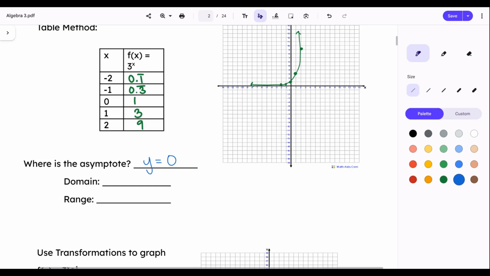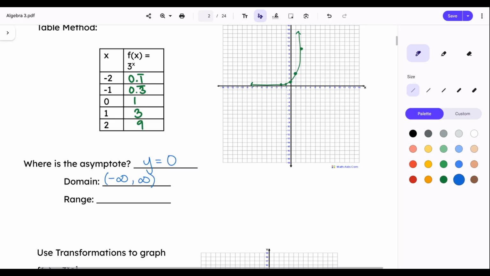Now let's talk about domain and range. Domain would be all of your x values. It looks like I could put in any number I want for x. I had some negatives and some positives. I even had 0 here. So it doesn't appear to be any restrictions on my x values. So I'm going to go ahead and just say negative infinity to positive infinity would work.